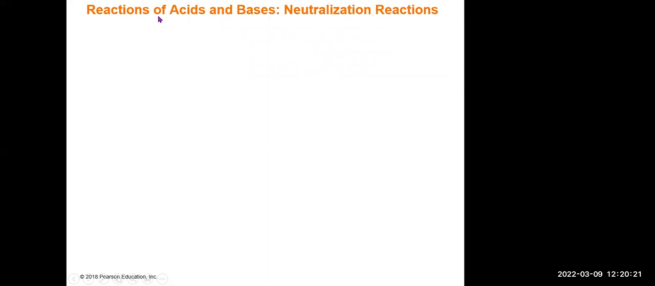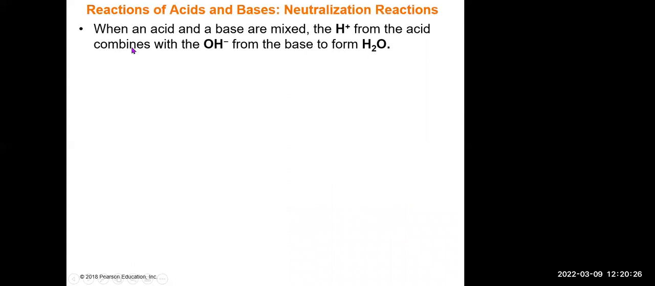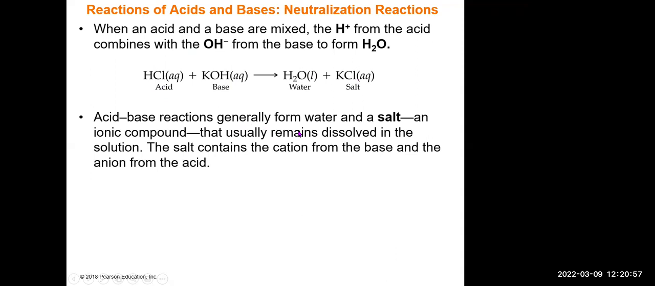The reaction of acid and base is pretty much the neutralization reaction. When an acid and a base are mixed, the H plus from the acid combines with the hydroxide from the base to form H2O. Here's one example. We have HCl, which is the acid, and KOH, the base. These two react to produce H2O and KCl. We call that ionic compound the salt. An acid-base reaction generally forms water and salt.